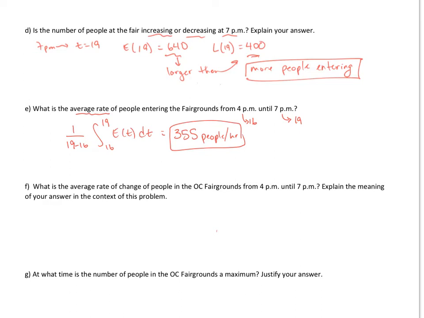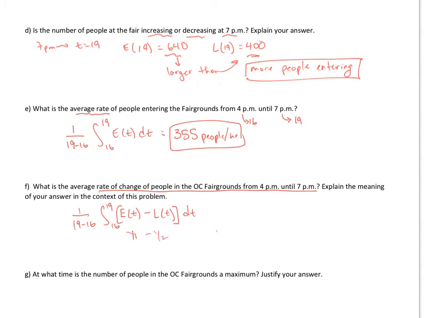Okay, part F. What is the average rate of change of people in the OC Fairgrounds from 4 to 7? Explain the meaning of the answer in the context of this problem. Okay, well now, since we have the average rate of change, we want the people entering minus the people leaving. So it's the same type of problem. So we've got 1 over 19 minus 16, and this time, from the same interval, 16 to 19, I want the people coming in minus the people going out. So that's what I'm looking for this time. And again, this is just y1 minus y2 as we did it in our calculators.